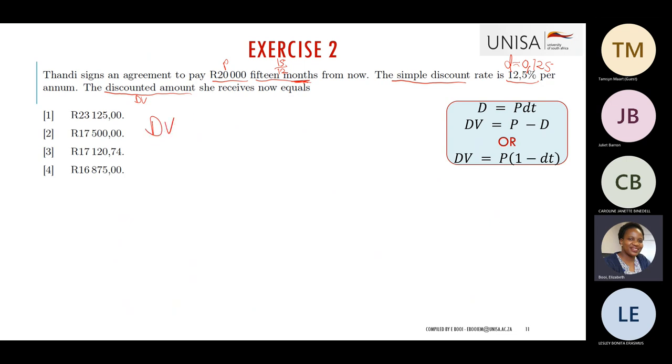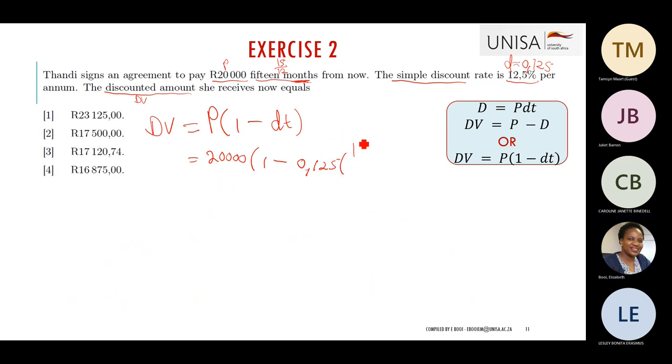Okay, so let's calculate our discounted amount. So DV, because we can just use the last formula and not the first one, because then I would do two steps. So we're just going to use the second one. DV is equal to P times 1 minus DT. Our P is 20,000. 1 minus our D, 0.125, multiplied by how long, which is 15 divided by 12. Close bracket.